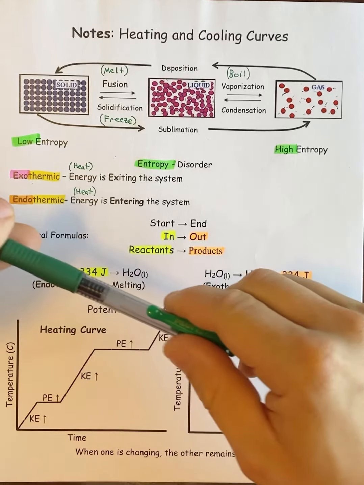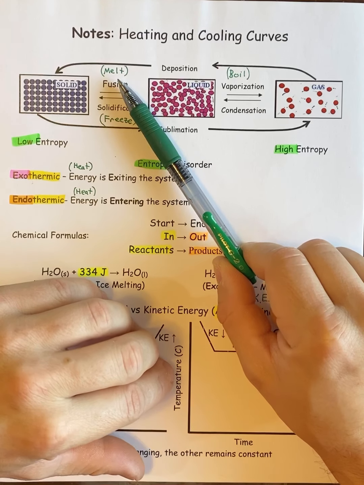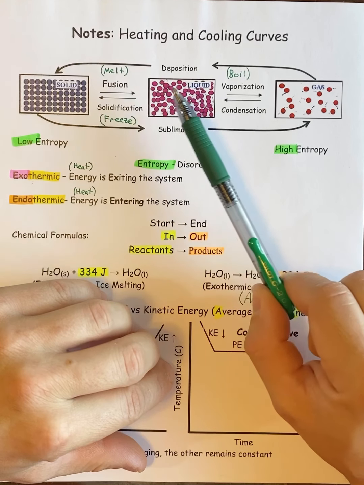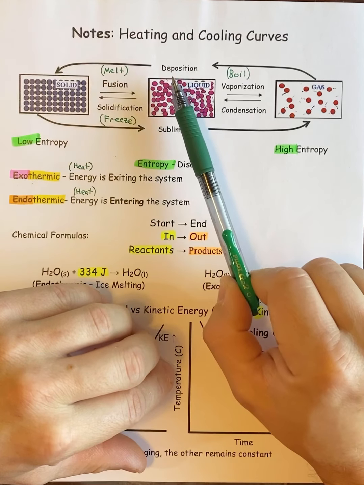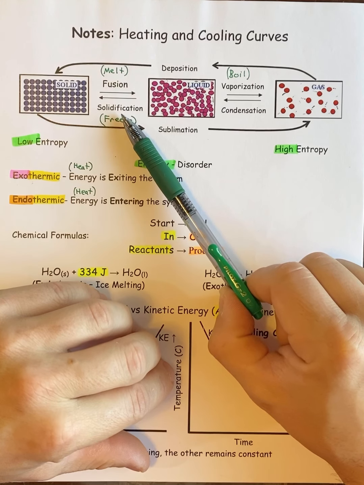So now we know some of these words. We know when a solid like ice turns into a liquid, we call it melting. The scientific word is fusion. When a liquid turns into a solid, like water turning into ice, we call it freezing. The scientific word is solidification.